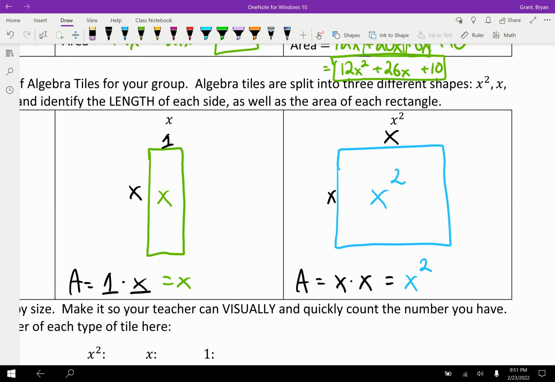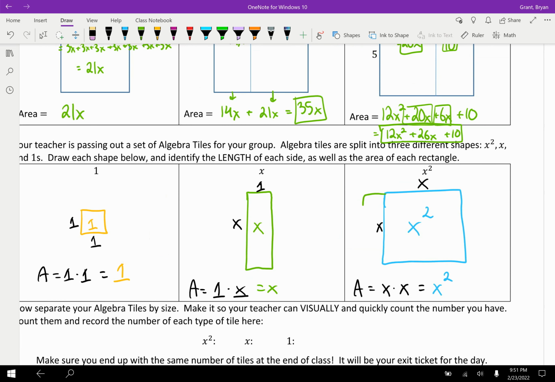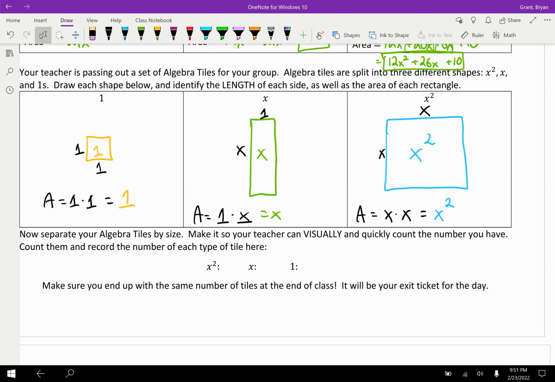We can't substitute some number of green tiles for a blue tile. There isn't a replacement here. In fact, the only thing we're going to do with these tiles is fit them around the outsides of others. They never go on top, they just go on the sides. So go ahead, please, and separate your algebra tiles by size. And you want to make it so that your teacher can visually and quickly count the number you have.